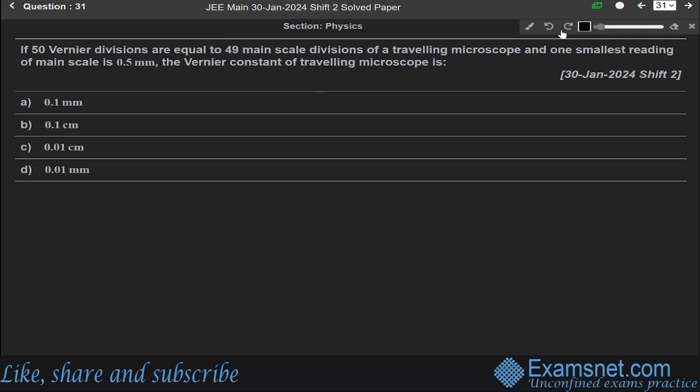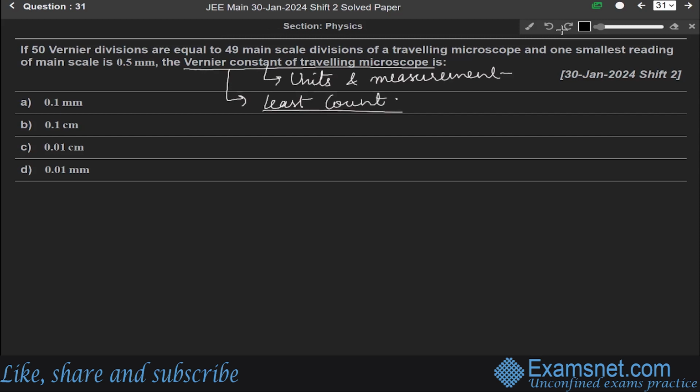So student, this question is from the chapter of units and measurement. According to this question, we have to find the vernier constant of the traveling microscope. Vernier constant means we have to find the least count of the traveling microscope. Now according to the question, 50 vernier divisions are equal to 49 main scale divisions.